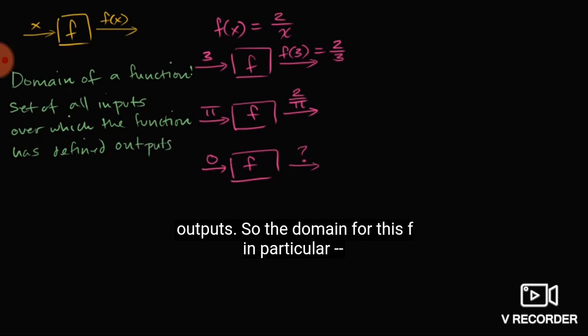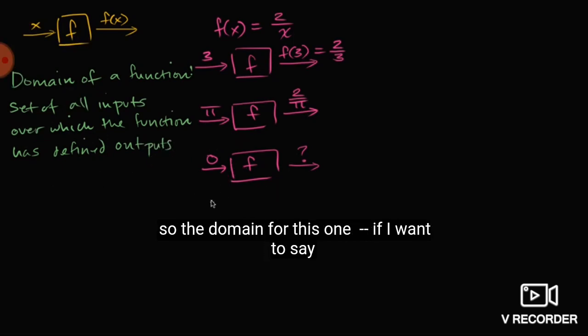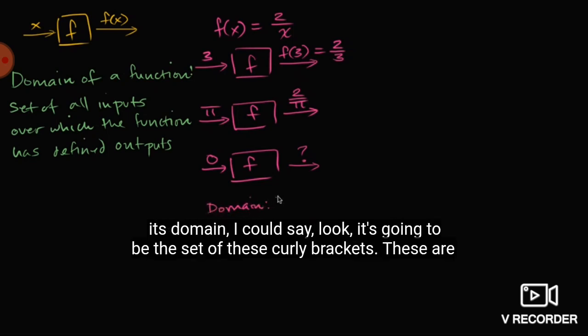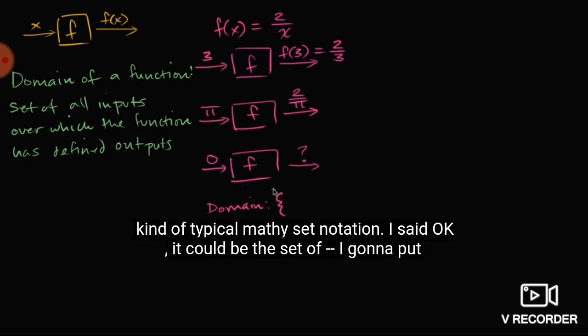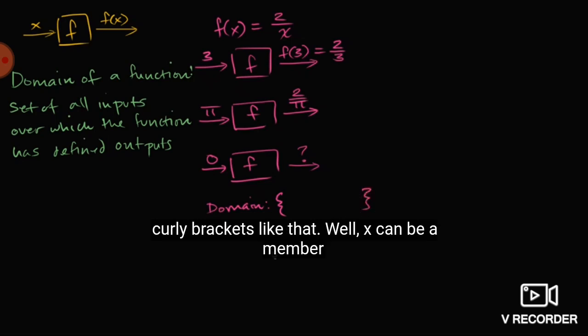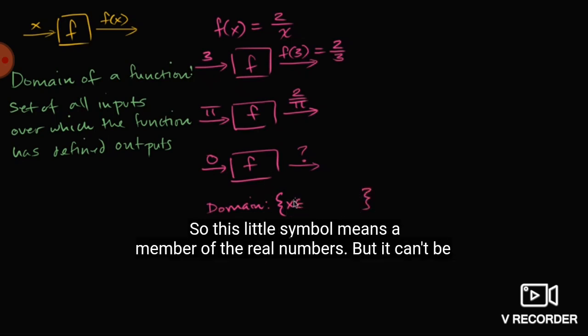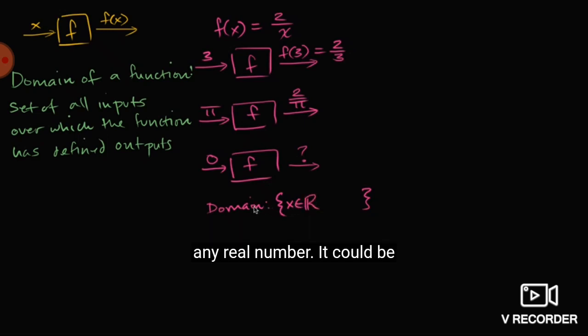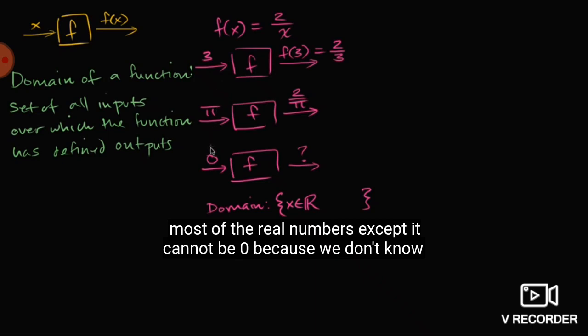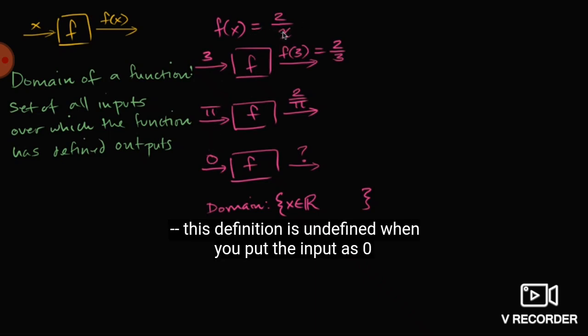The domain for this f in particular, I could say, it's going to be the set, and these curly brackets are typical mathy set notation. I'm going to put curly brackets like that. Well, x can be a member, this little symbol means a member of the real numbers, but it can't just be any real number. It can be most of the real numbers, except it cannot be 0, because this definition is undefined when you put an input of 0.